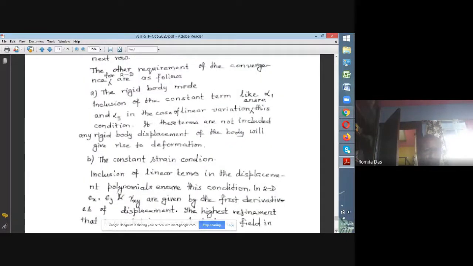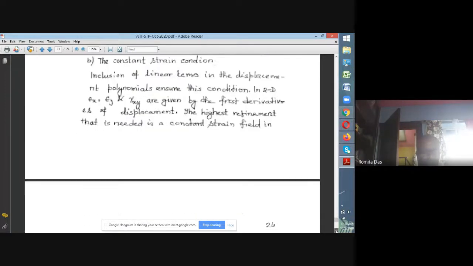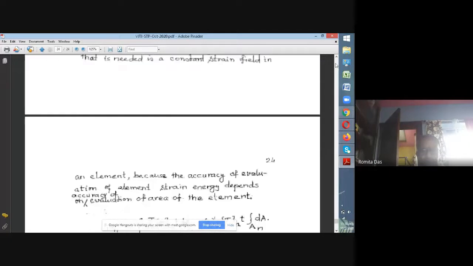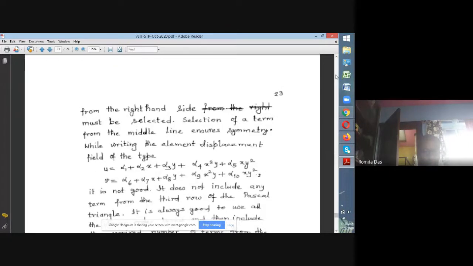The other requirements of the convergence conditions are these. Rigid body mode. This is very important. These three requirements are extremely important for finite element analysis. The first one is rigid body mode. The second one is constant strain conditions. And the last is continuity conditions. These three conditions I'll spend time on now.